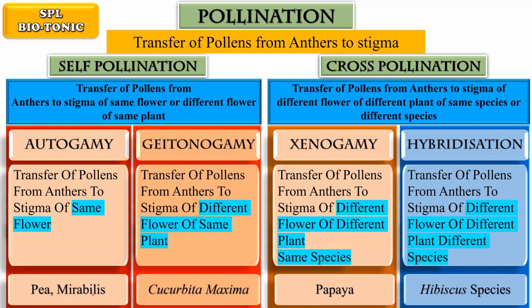Autogamy is found in Pea and Mirabilis. Geitonogamy is found in Cucurbita. The example of xenogamy is papaya. Students, in certain hibiscus varieties, we can find the last type of pollination.